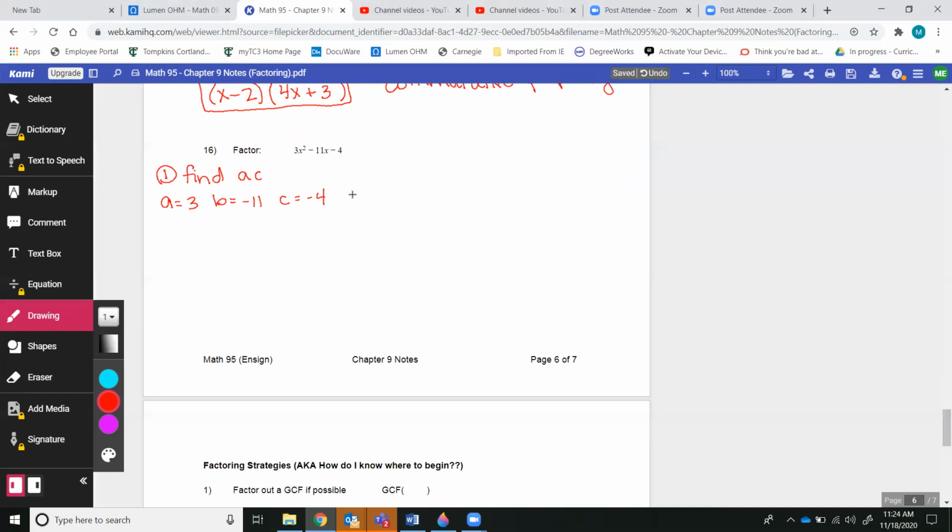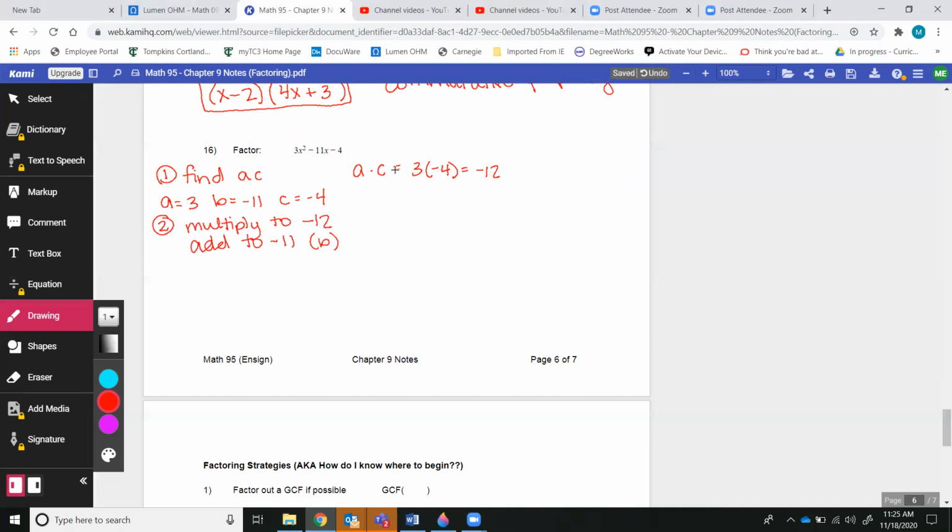If you're not sure where these came from, go ahead and stop the video or go back to the last example. You can see where they came from. They come right from the polynomial. Okay, so a times c is going to be 3 times -4, which is going to be -12. So now I want two numbers that multiply to -12 and add to -11, or b.